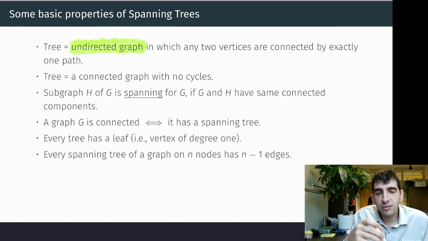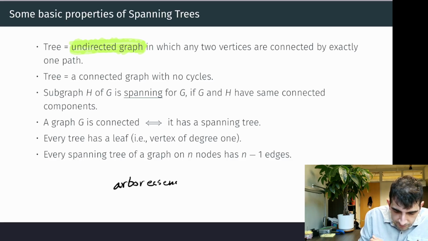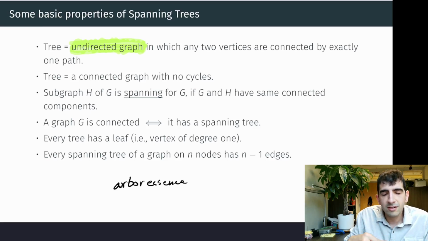A minimum spanning tree for a directed graph has a beautiful name. It is called an arborescence. So feel free to look that up on Wikipedia. Some interesting algorithms there. But for the time being, we are concerned with only the simpler case of minimum spanning trees.